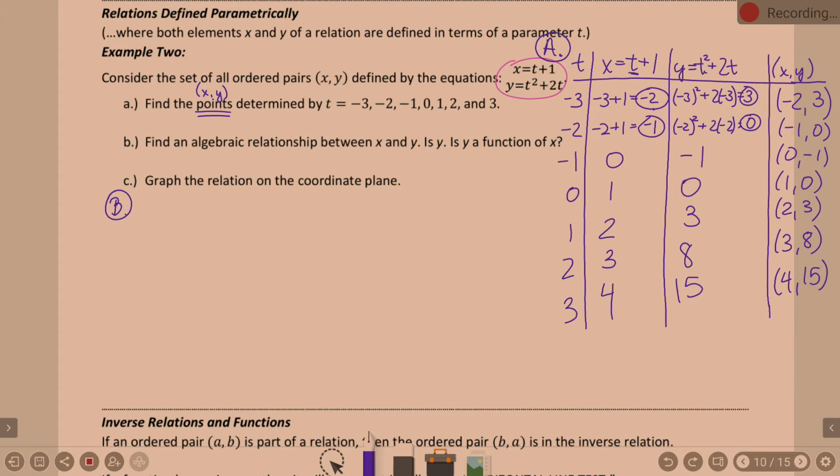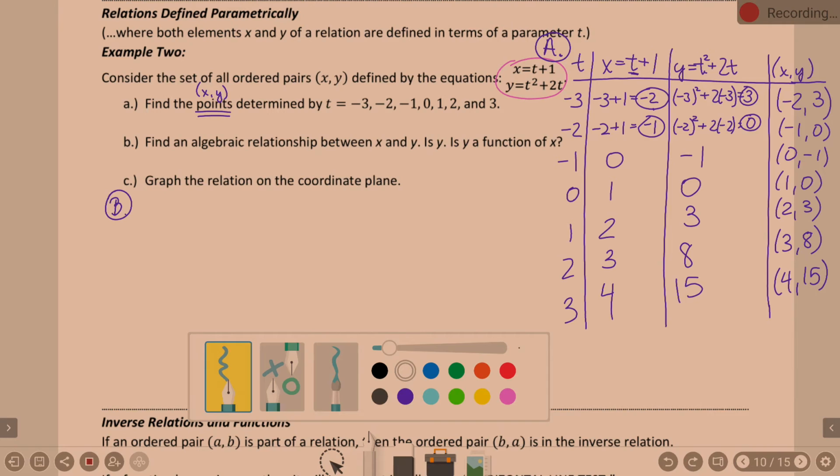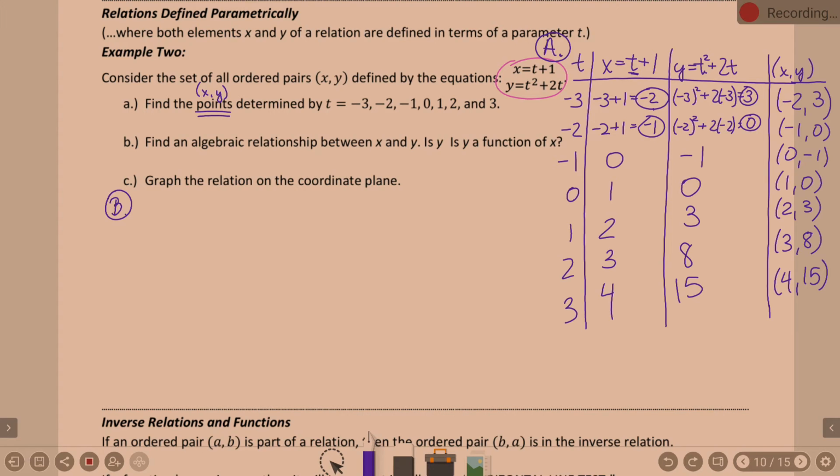Part B asks us to find an algebraic relationship between x and y. And then it asks, is y a function of x? So that extra period should not be there. There we go. Get rid of it on my page. So, algebraic relationship between x and y. Again, we were given two equations, yes?